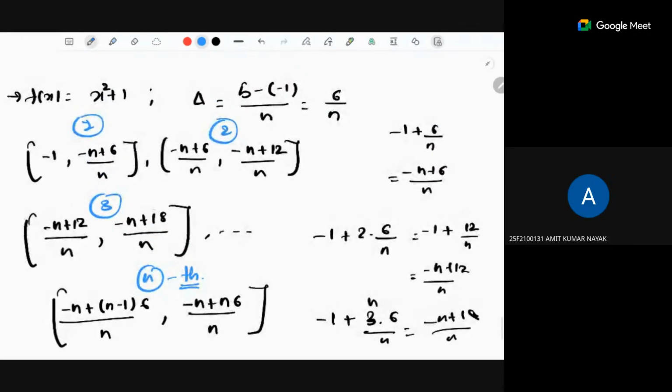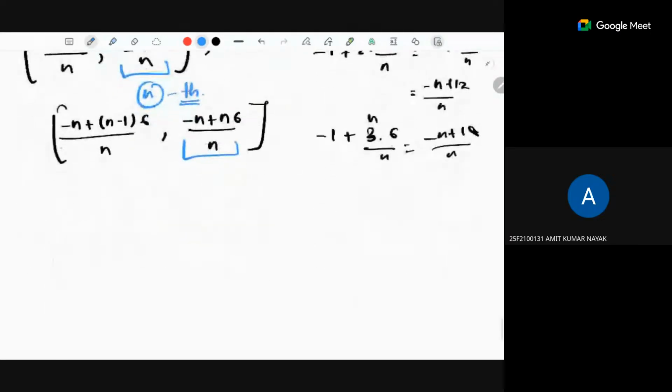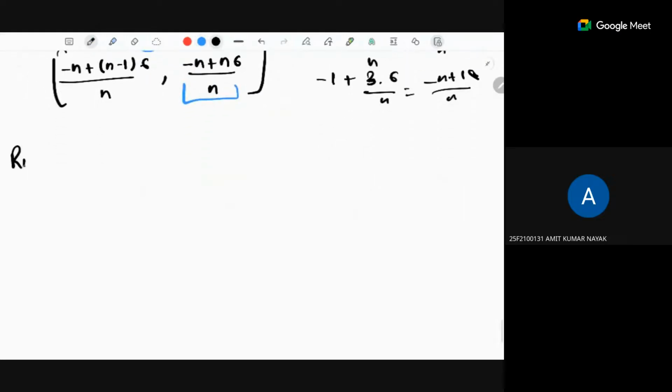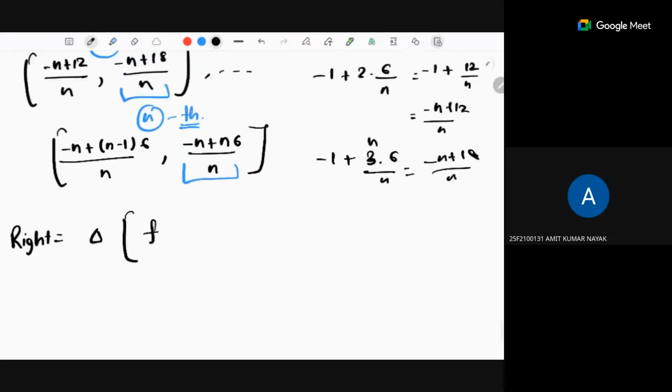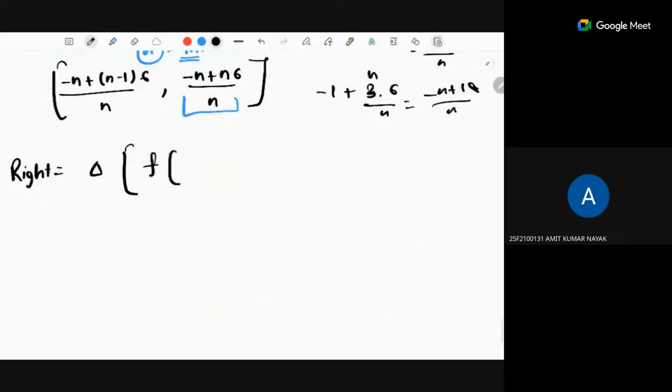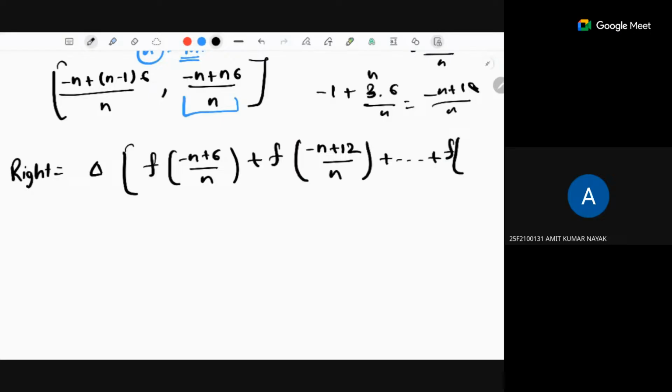So if you want to write the right endpoint, you have to consider these points as the function values. Okay. So the right Riemann sum will be, I'll take delta common, f of minus n plus 6 by n, then plus f of minus n plus 12 by n, up to f of minus n plus 6n by n. So this is the same as 6n, so you can take it as 5n by n. You can take it as 5. Is that clear?